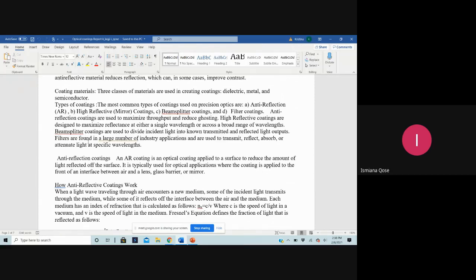Beam splitter coatings are used to divide the incident light into respective transmitted and reflected parts. High reflective coatings are used on mirrors in order to maximize the reflectance, and we are going to talk about the materials that create optical coatings, which are metals, dielectrics, and semiconductors.